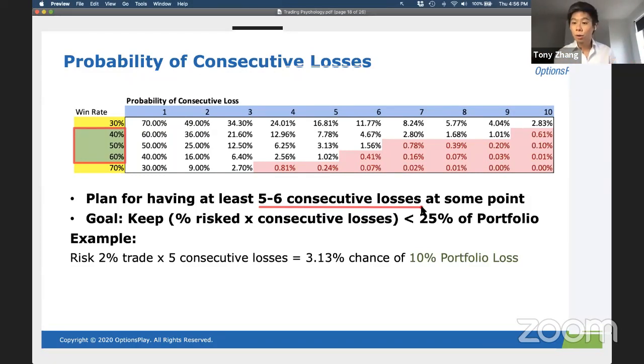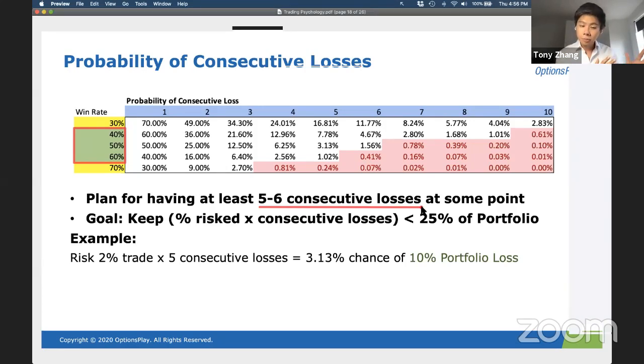So even though you risked 2% of your account per trade, you had five or 6 losing trades in a row, and guess what? You're blowing up a significant portion of your portfolio. That's why it's important to not just say, I'm risking 2% of my account per trade, I've done my job. That's not enough. You have to look at how many trades you are making, okay?